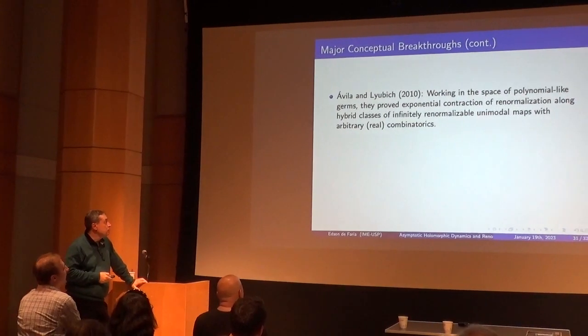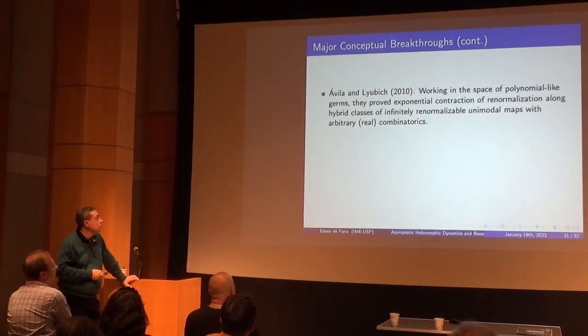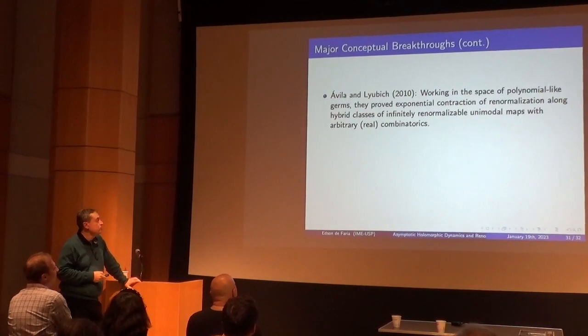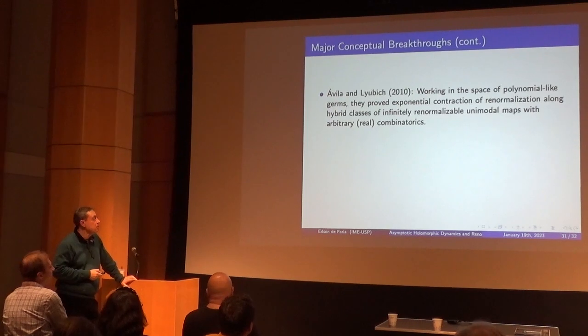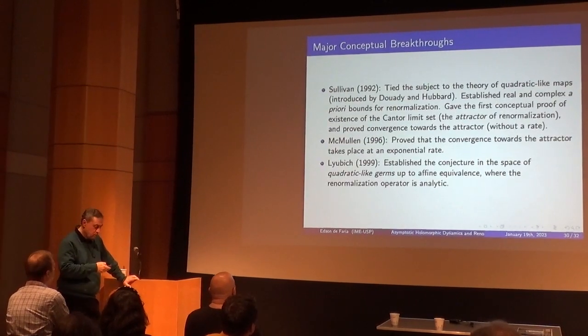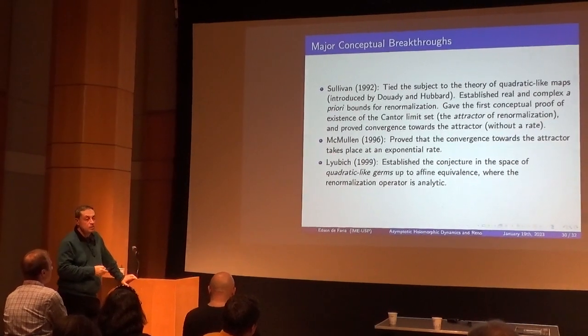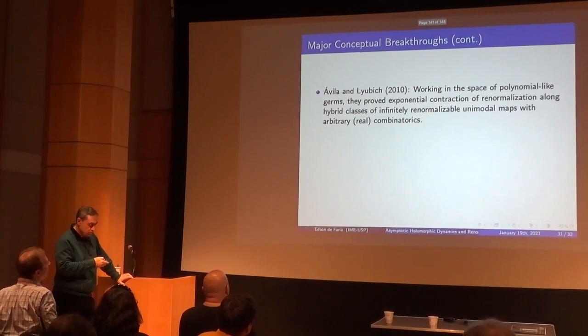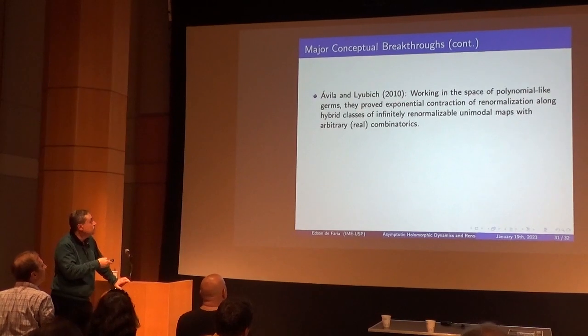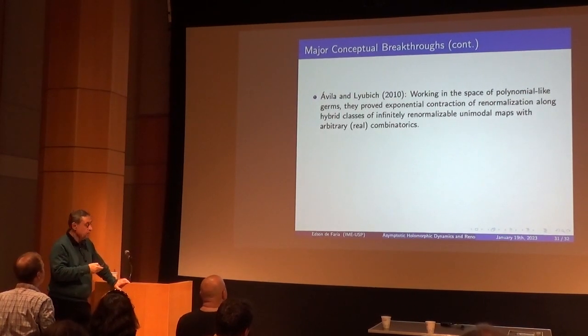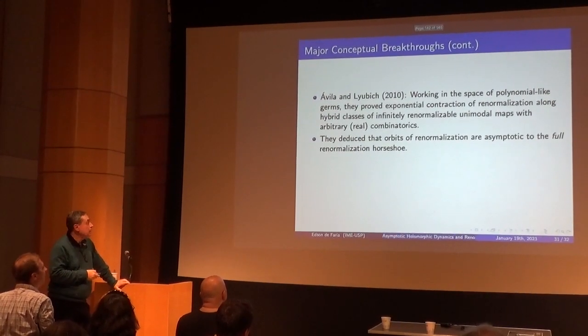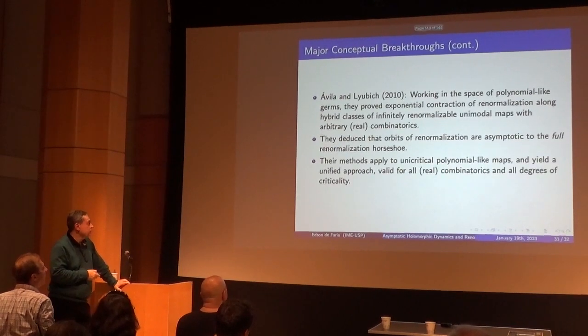And then more recently, or still not so recently, Avila and Lyubich found another way of proving the exponential convergence, because this work of Lyubich also uses McMullen. Okay? But now there's an independent proof due to these two, which doesn't use that. And it's a very nice result, and so on.